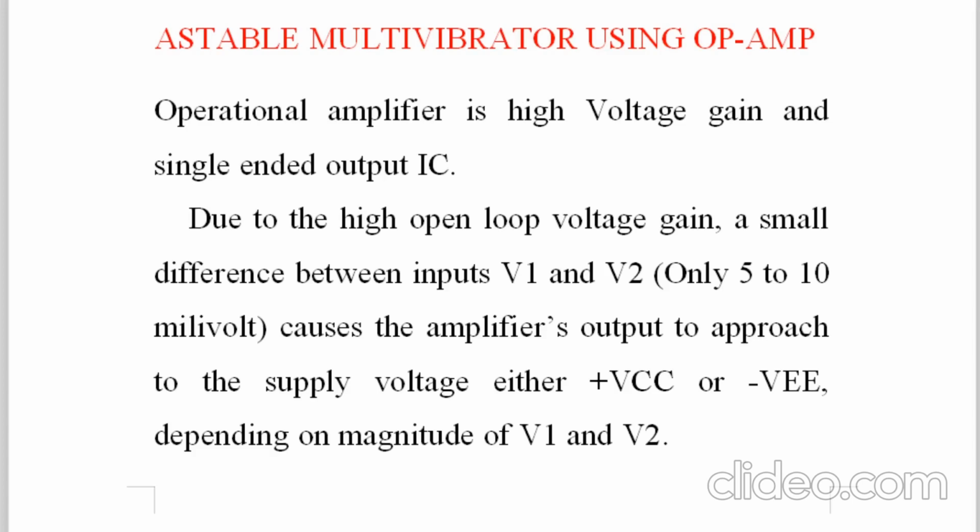Now let us start here. Astable multivibrator. An operational amplifier has high voltage gain and a single-ended output. Its output is pin number 6 and it is single-ended. Due to the high open loop voltage gain, a small difference between inputs V1 and V2 is enough. How small is it? 5 to 10 millivolt only. A small difference between V1 and V2 causes the amplifier's output to approach the supply voltage, either plus VCC or minus VEE, depending on the magnitude of V1 and V2, or vice versa.